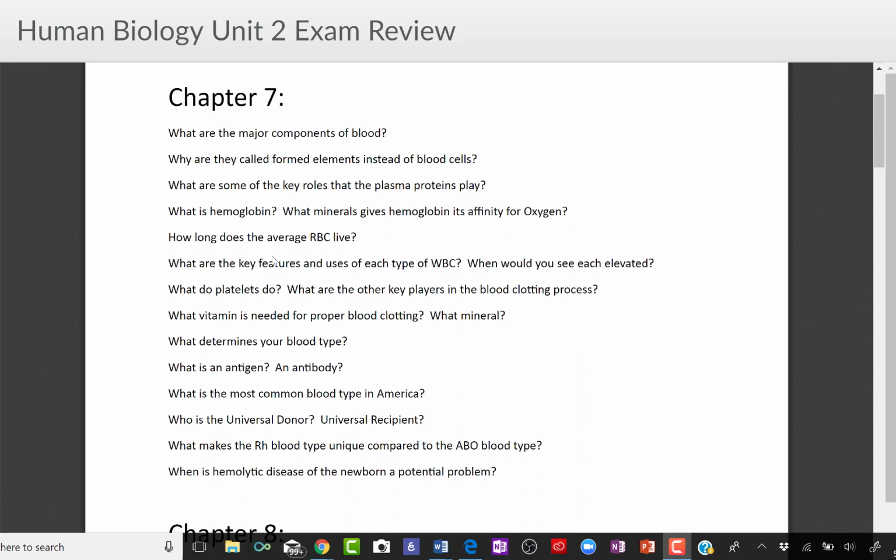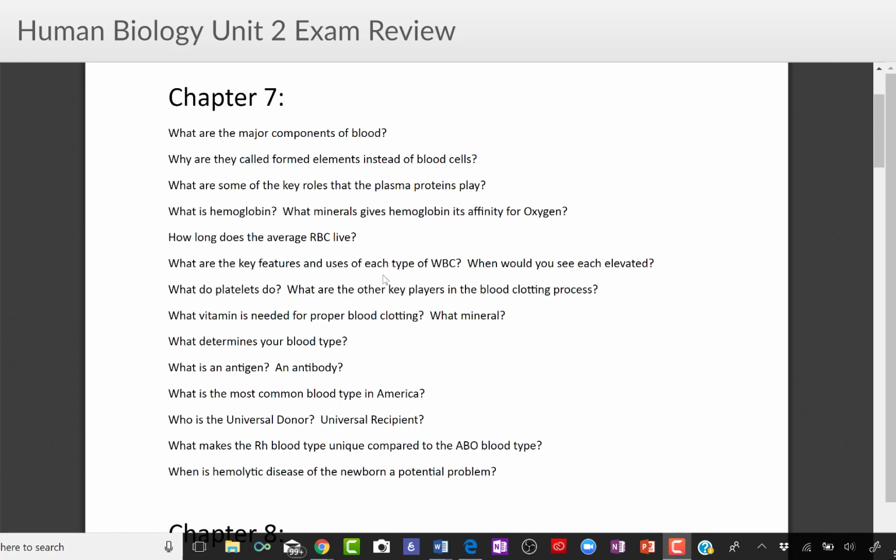Next, what is hemoglobin and what mineral gives hemoglobin its affinity for oxygen? About 95% of the protein in red blood cells is hemoglobin. Hemoglobin is designed to carry oxygen. Now it's really cool: the structure of hemoglobin is almost exactly analogous to, or the same as, the structure of chlorophyll. Hemoglobin is the energy carrying protein in humans. Chlorophyll is the equivalent energy carrying protein in plants.